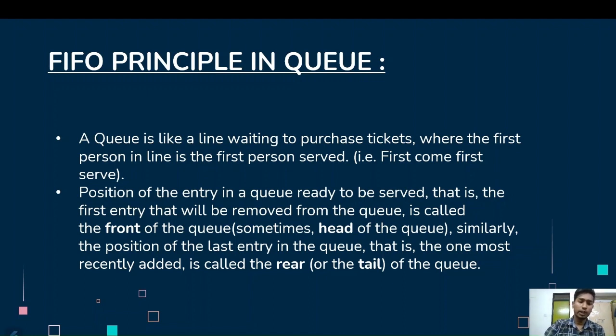You can see it written here that the position of the entry in the queue ready to be served, that is, the first entry that will be removed from the queue, is called the front of the queue, or sometimes the head of the queue. Similarly, the position of the last entry in the queue, that is, the most recently added one, is called the rear, or the tail of the queue.